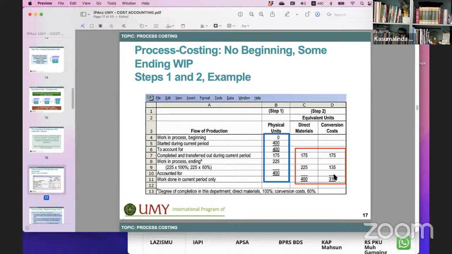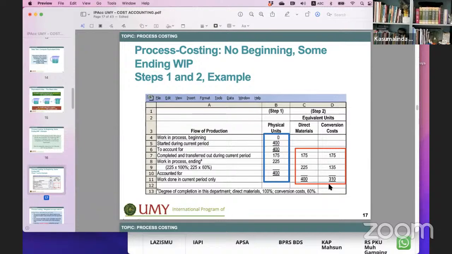But for the conversion cost, because it is only 60% complete, we will multiply 60% here with 225. So we got 135 for conversion cost. So the equivalent for conversion cost is 135 units. And when we sum up these two, the completed units and the work in process units, the equivalent, we got the total equivalent units for direct material 400, and for the conversion cost 310.